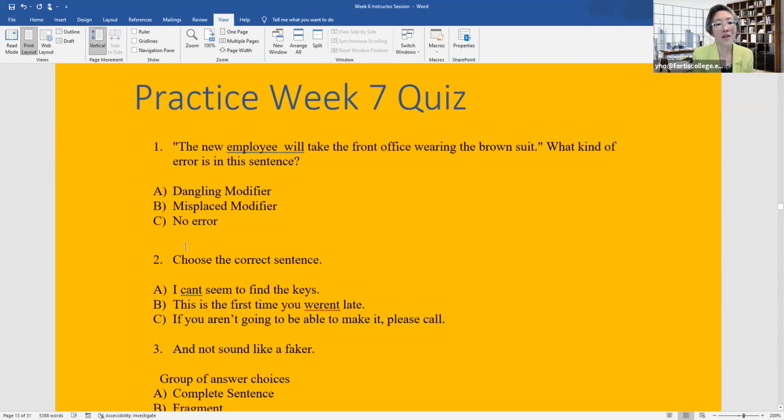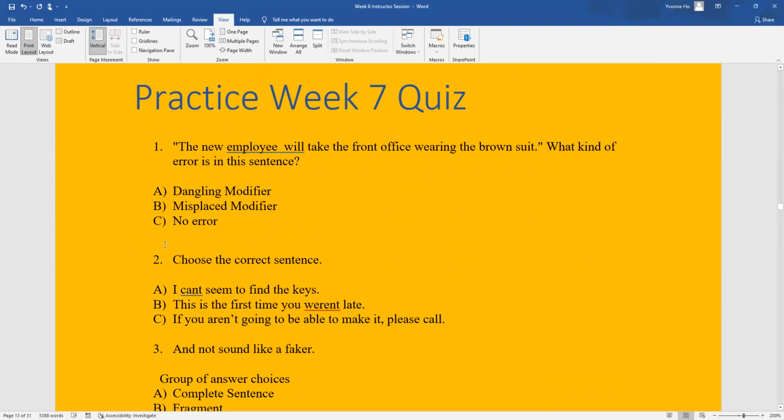Okay. The new employee will take the front office wearing the brown suit. What kind of error is in this sentence? Is this a dangling modifier, a misplaced modifier, or no error? I'll give you some time to think about it.